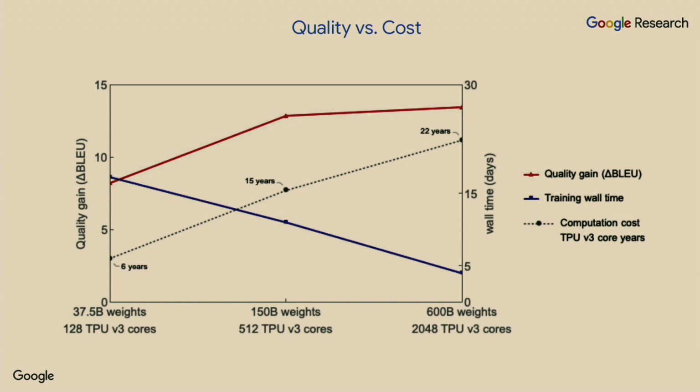Second, the overall cost in terms of the wall time times number of devices used grows sublinearly in training G-Shard models. It takes 6 TPU core years to train a 37 billion model, while it only takes about 22 TPU core years to train the 600 billion model, which is 16 times larger. Overall, our experience tells us that sparsely gated networks, such as this MoE model, are practical to train super large models with high quality and low cost.